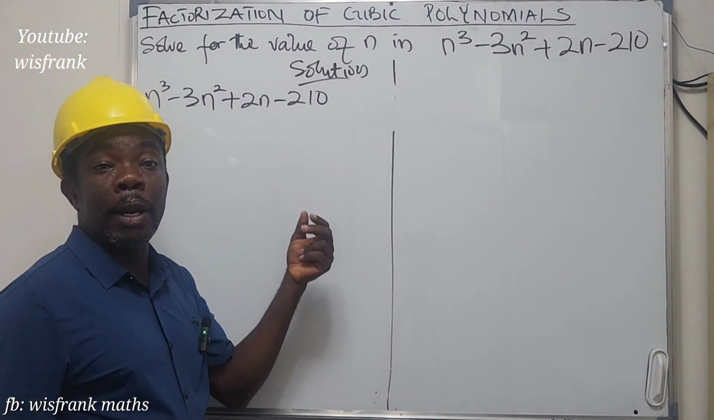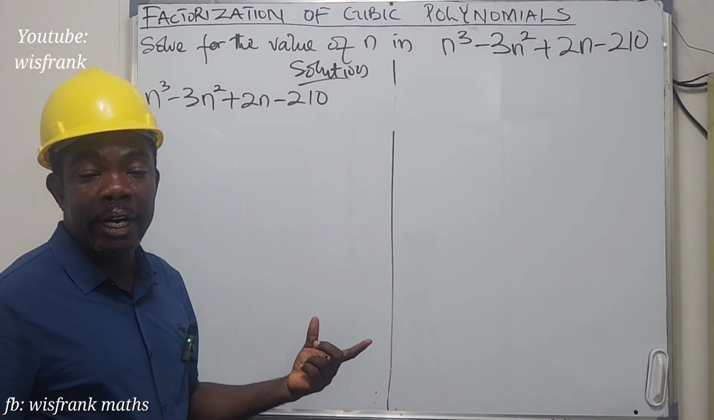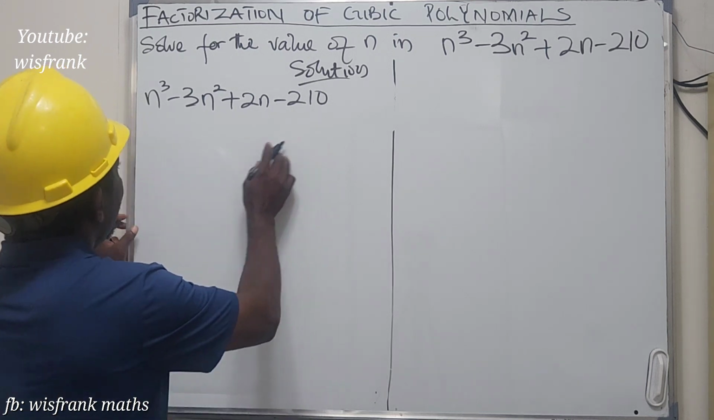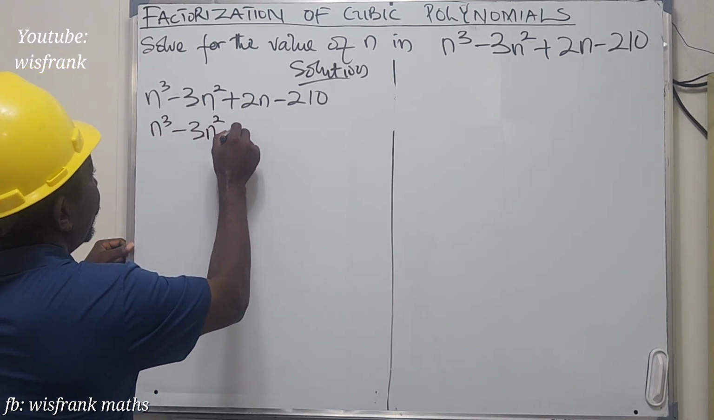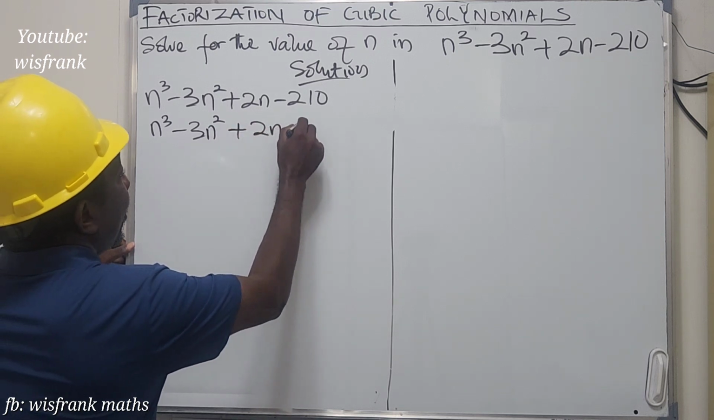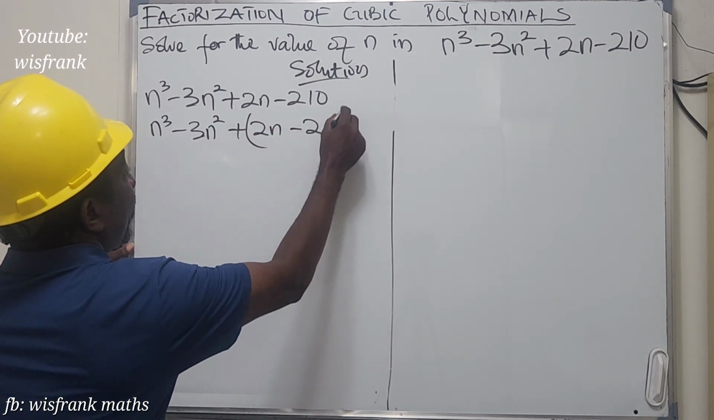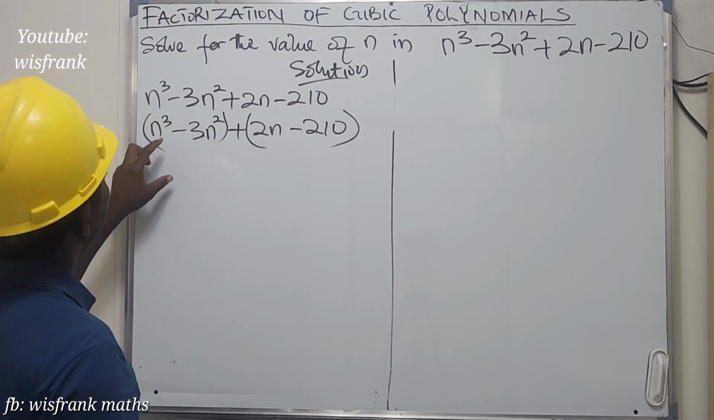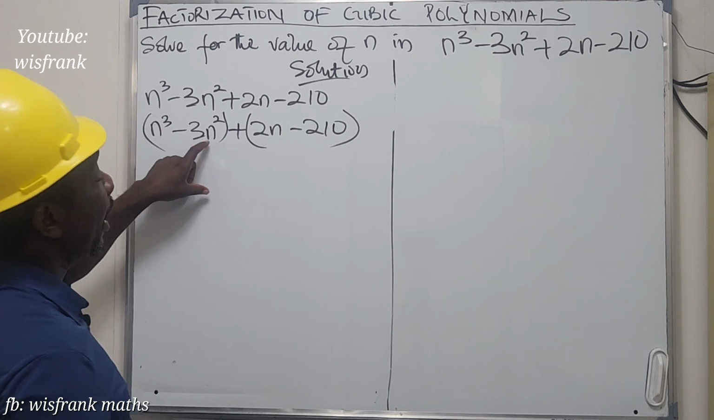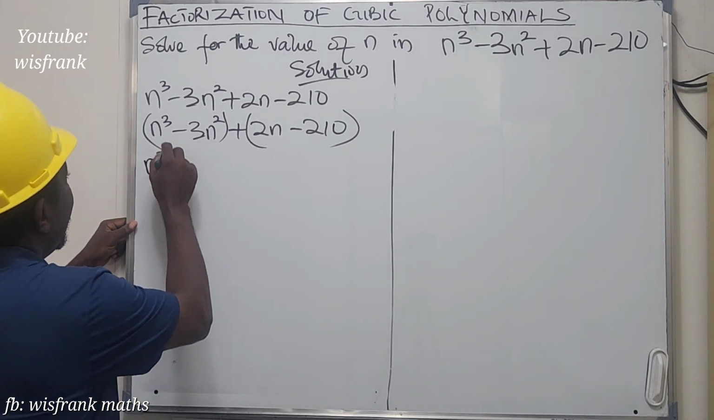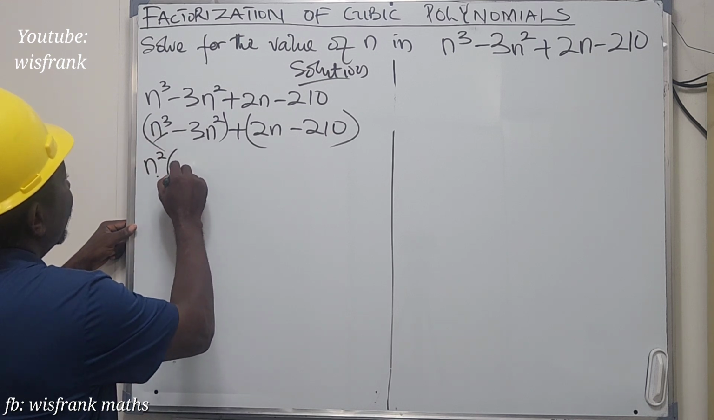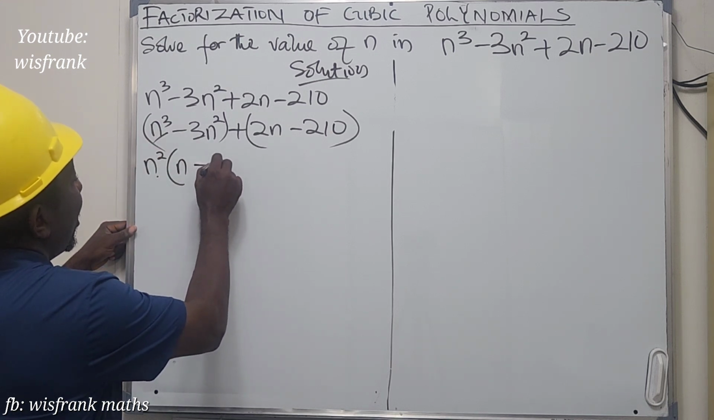If we use the method that we used in our example, factorization by grouping, here we have n to the power of 3 minus 3n to the power of 2 plus 2n minus 210. By grouping these, we can see that n to the power of 2 is common. So we have n to the power of 2 into, when we divide this by this, will give us n. Then we have minus 3.